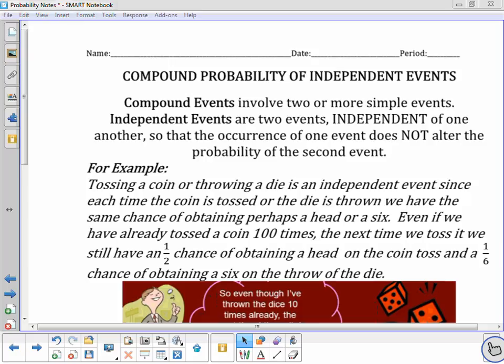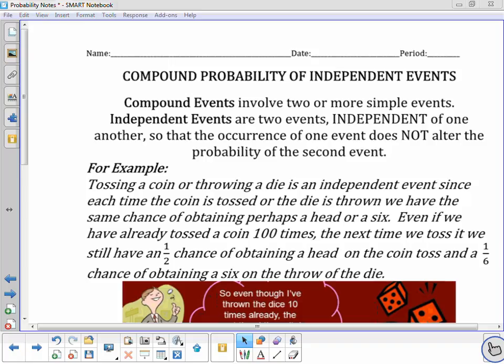The topic that we're covering today is compound probability of independent events. Compound means there's two or more simple events occurring, hence why it's a compound. And independent events are two events independent of one another, so that the occurrence of one event does not alter the probability of the second event. You think of it alone, just like we ask you to do your work independently. So once again, compound means more than one. Independent events are two events. One of them does not alter the probability of the second event occurring.